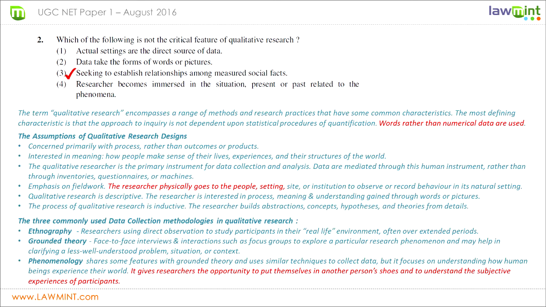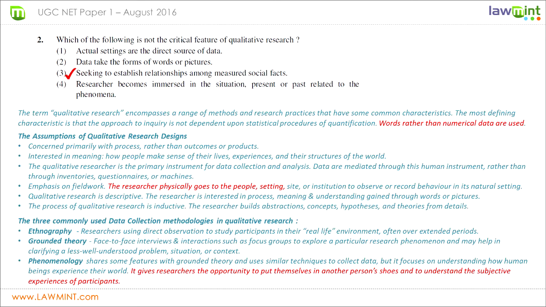Now coming back to the question, if we go through the statements, we see that statement 1 says actual settings are the direct source of data. One of the lines that is highlighted in red says the researcher physically goes to the people or setting or site. Therefore, this is a critical feature and that can be eliminated. Now statement 2 says data takes the form of words or pictures. Again, there is a highlighted sentence which says that words rather than numerical data are used. Therefore, this is also a critical feature of qualitative research.